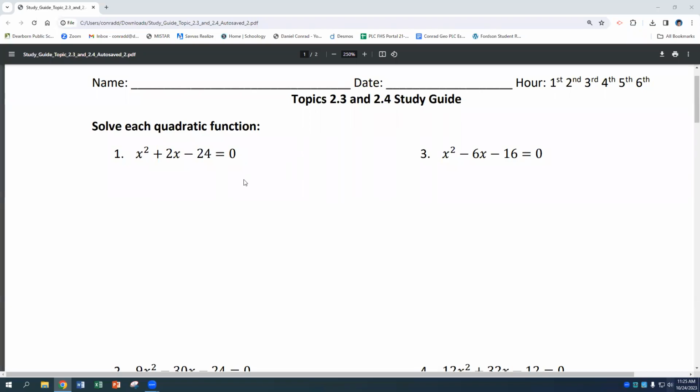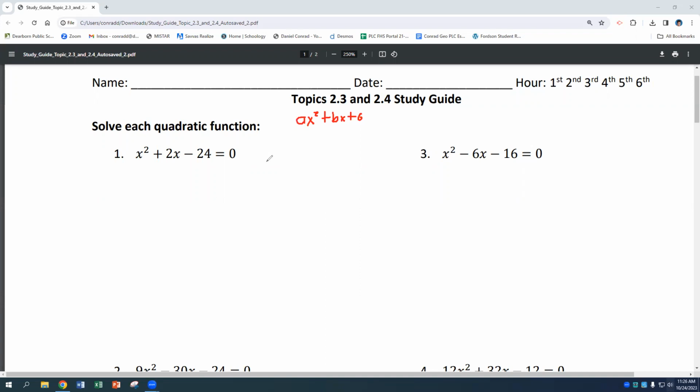All right, so this is the topic 2324 study guide. All right, so our quadratics, we're going to solve quadratics here. So our standard form quadratics are ax squared plus bx plus c. All right, so if a is equal to 1, we can use the standard x method. If a is something other than 1, we're not going to be able to use the standard x method. We have to either use factoring by grouping, or you have to use the box method.